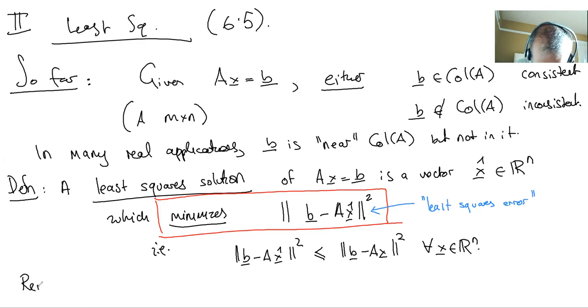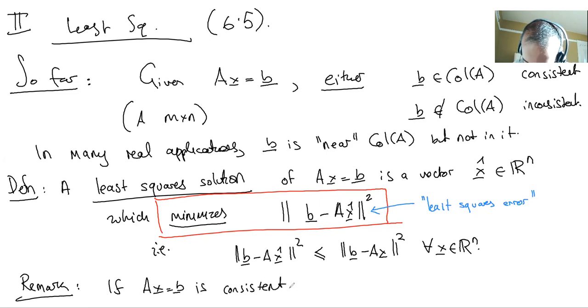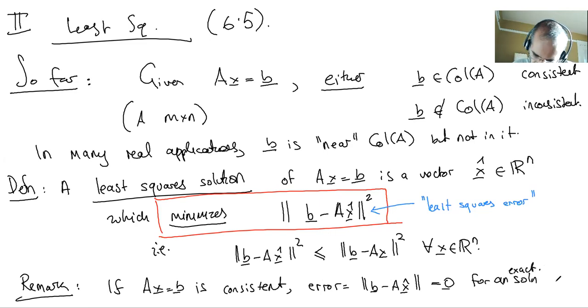And I should make a preliminary remark that if a system is consistent, then what would the minimum error be? Zero. Yeah, zero, for an exact solution. So the way to think about this is being consistent means the error is zero. But if the error is something really tiny, that could still be useful. And indeed, it's very useful.